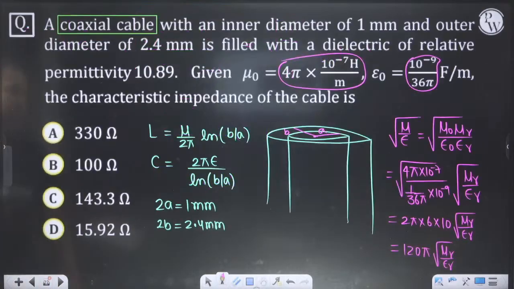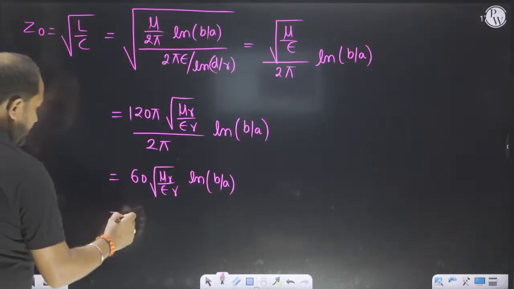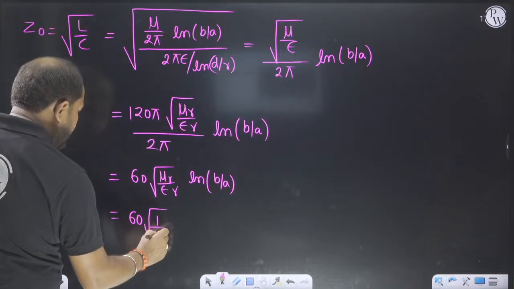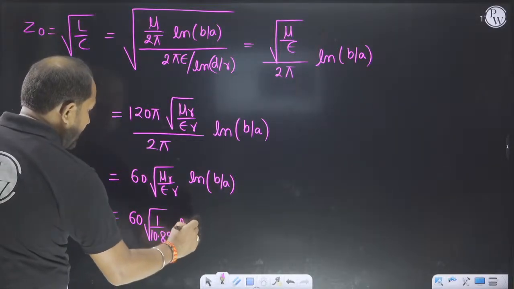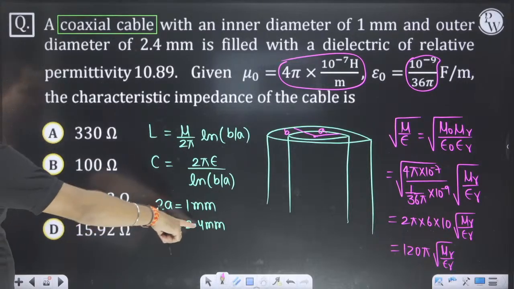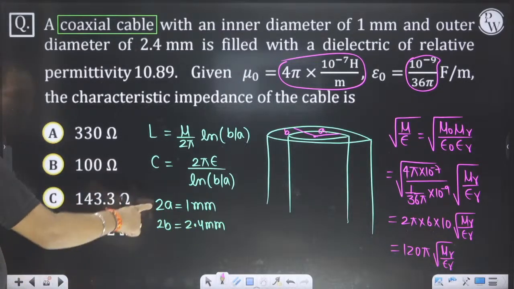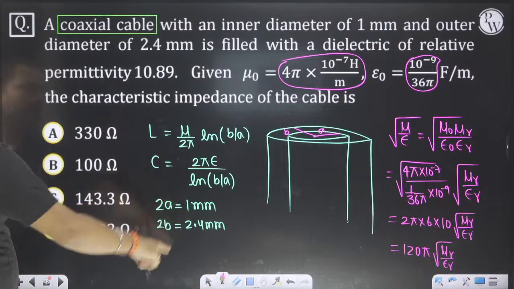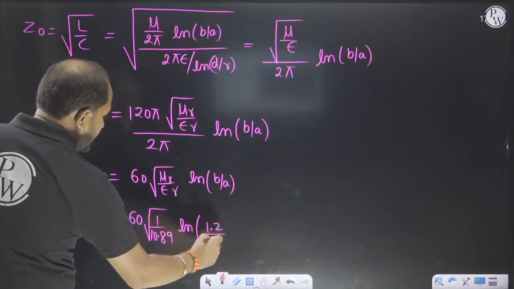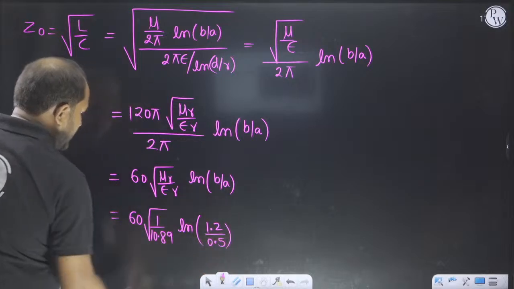Okay. So mu r is not given, so I will take 1. Epsilon r is 10.89. So 60, mu r is not given, I will take 1, 10.89, ln. The value of b will be 2.4 divided by 2, that is 1.2, and a is 1 divided by 2, so 0.5. So b is 1.2 and a is 0.5.